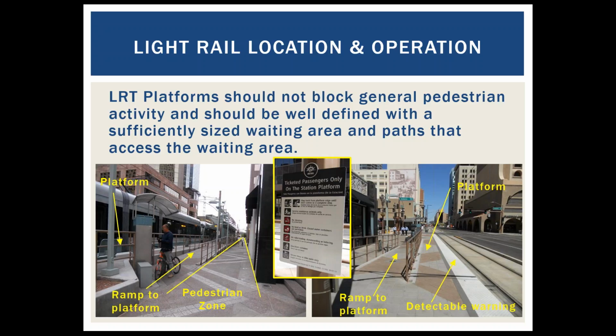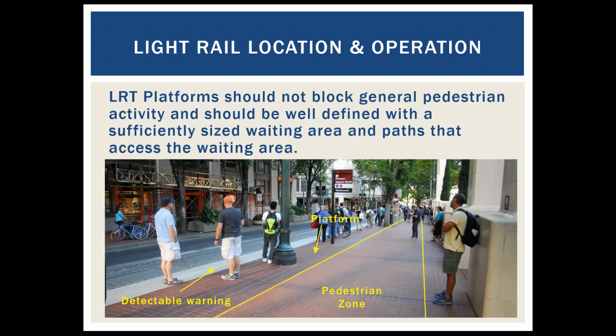And you can see, like I had mentioned with BRT, that typically with light rail, your platform is restricted for only people that are using the station. And there are different ways that agencies will enforce that. So BRT platforms, again, shouldn't block that general pedestrian activity, and there should be well-defined waiting areas outside of those paths. And you can see here you have your main elements.